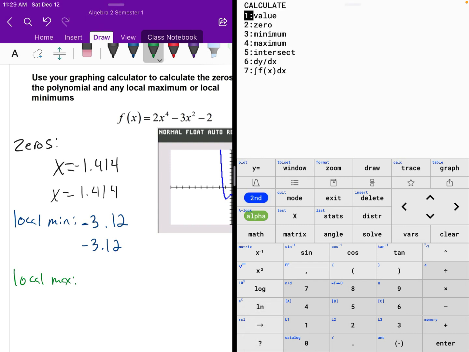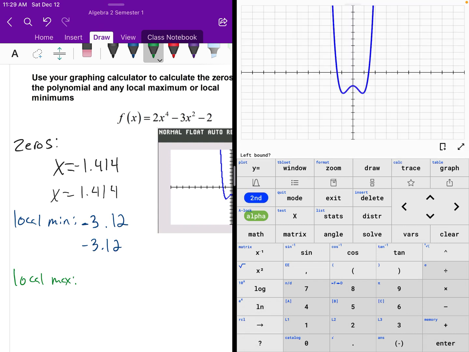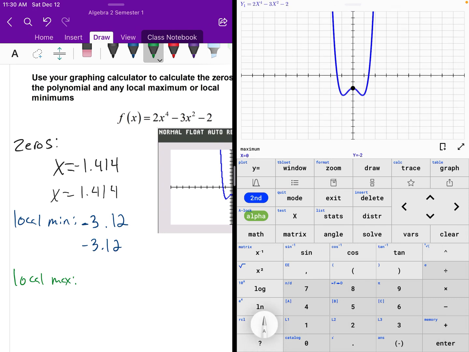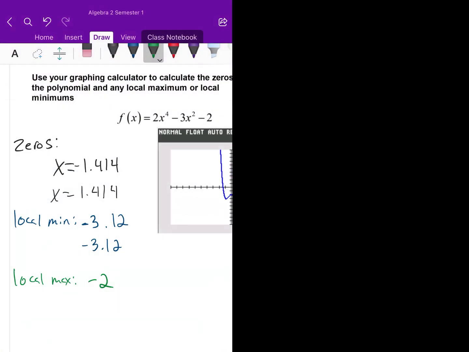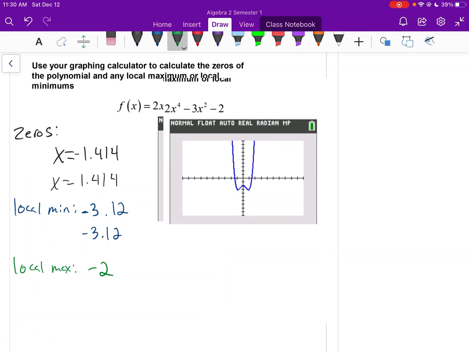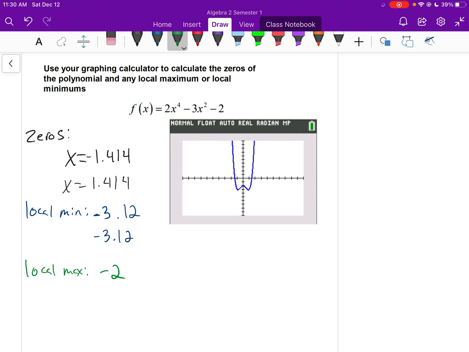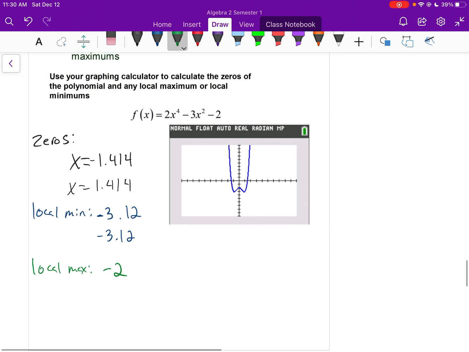So again, local max then, second trace, maximum. And it looks like it happens when x is 0, so I'm just going to say from negative 1 to 1. Okay, and there's that highest point. Again, it shows it right on the calculator. Y is negative 2, so there is our local maximum. All right, so that is how you will find your local max, mins, and your zeros on your calculator. Again, if I ask for x-intercepts, make sure you're writing them as ordered pairs.